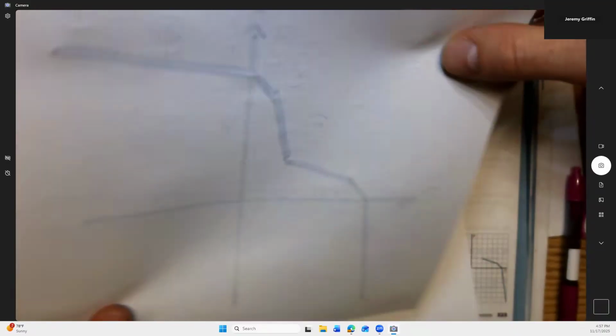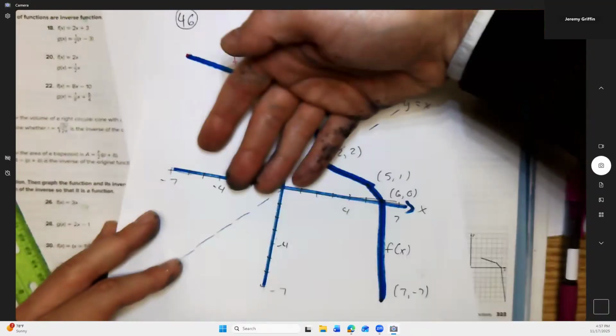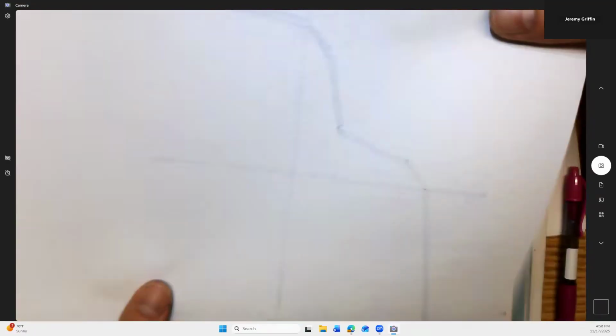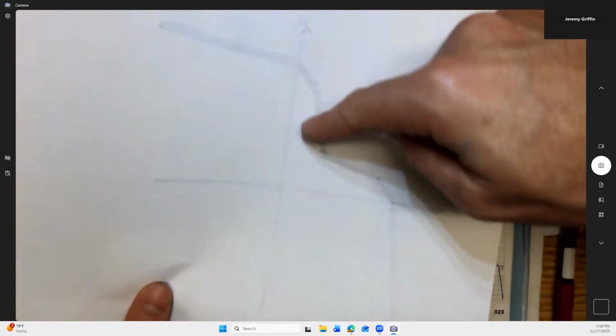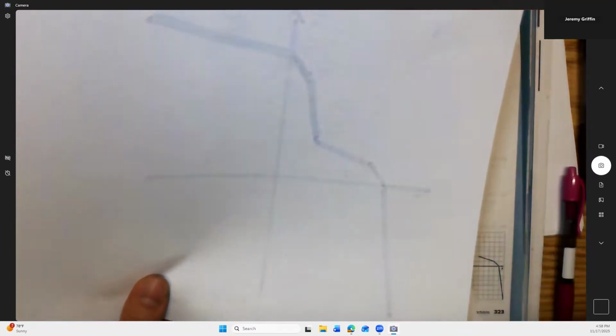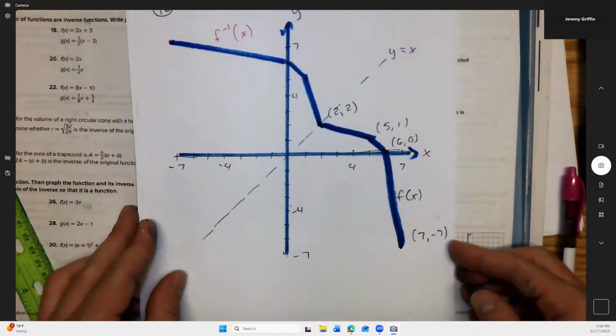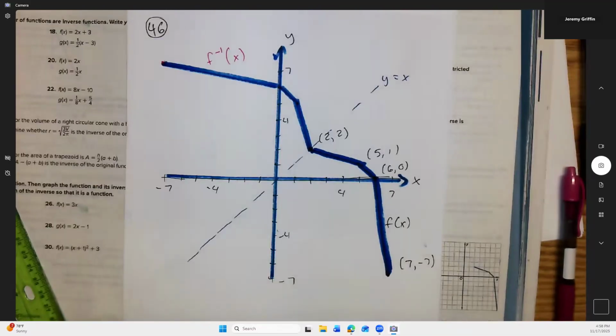You also could have found it that way. If you were given an original function and you have no idea what the inverse looks like, you can just draw the original function and flip the paper, and it will tell you what its inverse looks like, and you're seeing it right here. It's the same thing. And that is a wrap on 6-2.